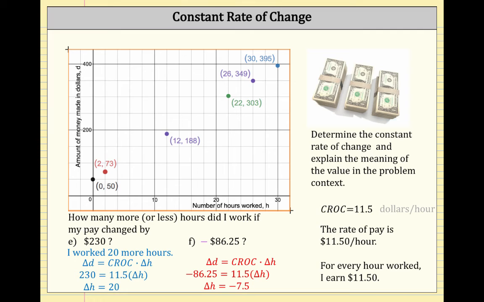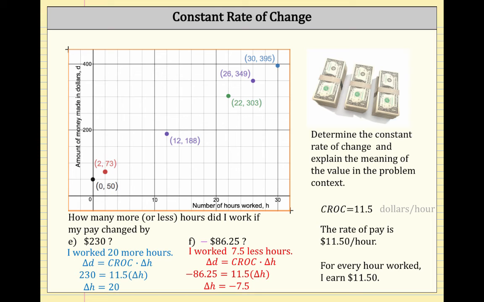And so doing some math, and I mean doing some math on a calculator, or you can do log division, but if you have a calculator, definitely use it. It would say this would mean that delta H is equal to negative 7.5. So doing that, that would imply that I worked 7.5 less hours.